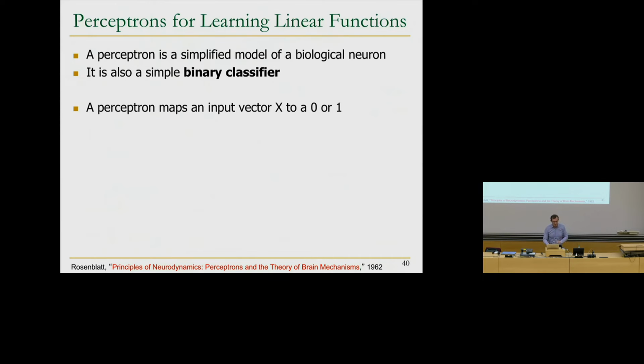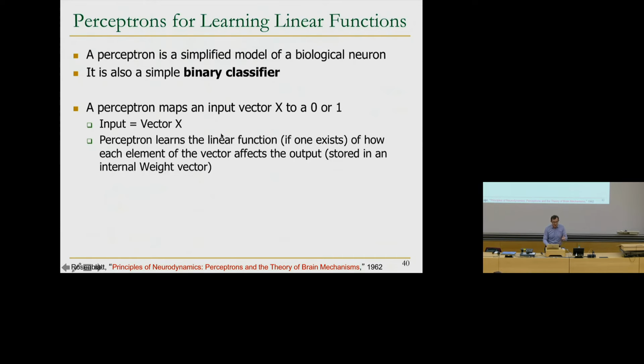Okay, so input to the perceptron is vector x, and it learns a linear function, if one exists, of how each element of the vector affects the output. So you store this in an internal weight vector. This is actually the simplest example of a neural network. It's a single-layer neural network. Right now, neural networks are very popular, but they have many, many layers. But this is a very simple single-layer neural network.